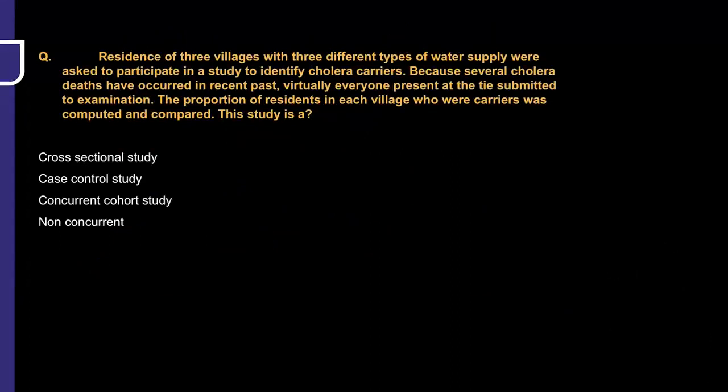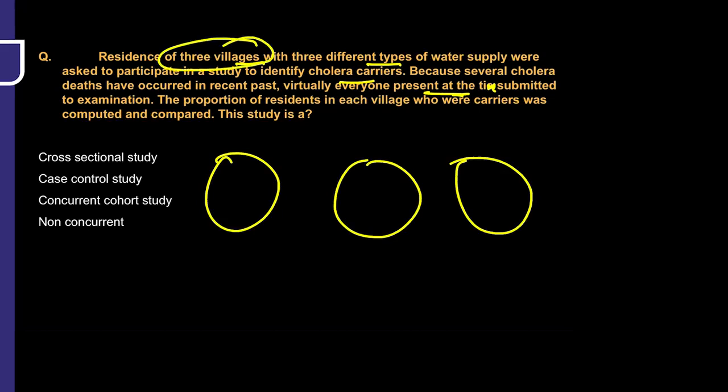Residents of 3 villages with 3 different types of water supply were asked to participate in a study to identify cholera carriers. Because several cholera deaths have occurred in the recent past, virtually everyone present at the time submitted to the examination. The proportion of residents in each village who were carriers were computed and compared. Now can you see we have 3 groups? For a cohort, we always compare the same group. So, a cohort is out, whether it's concurrent or non-concurrent.